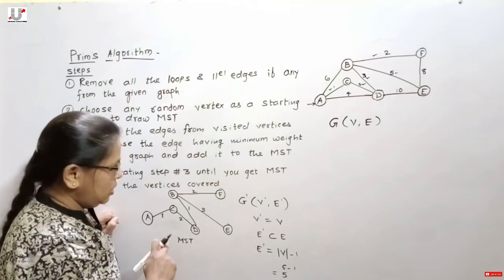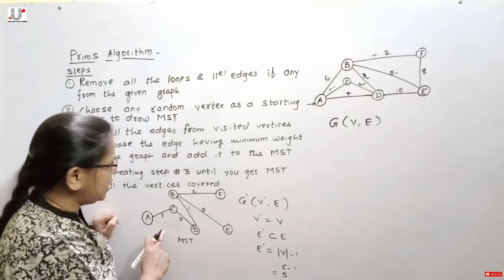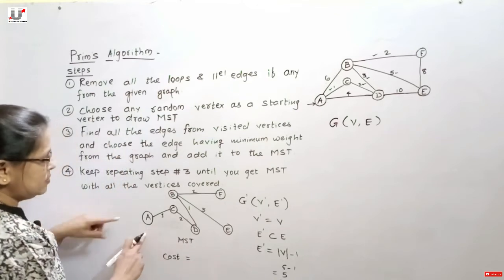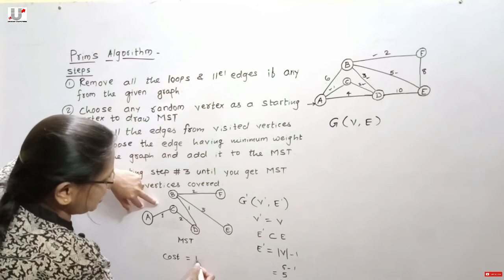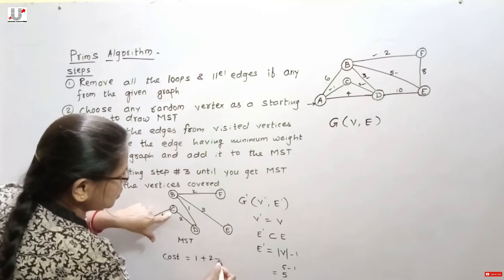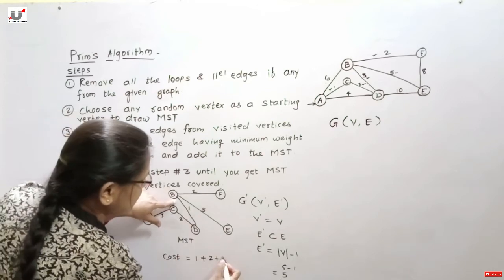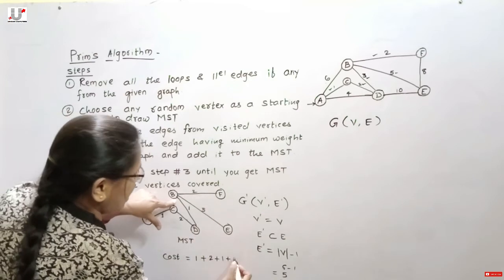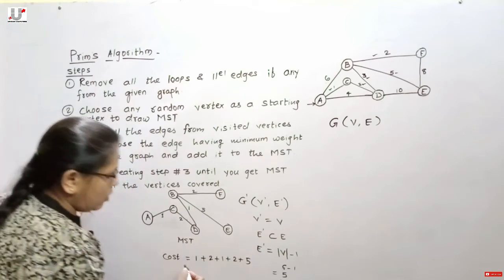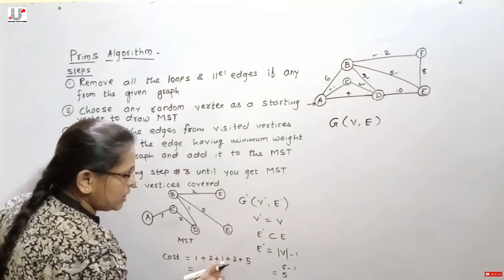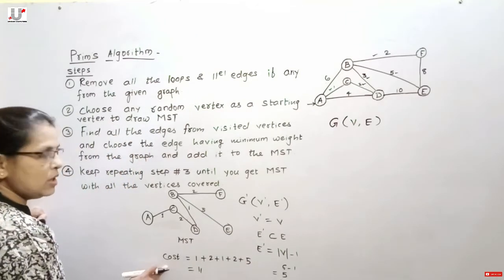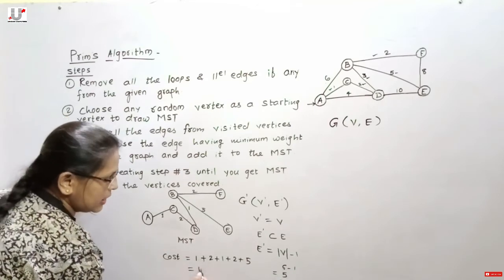Now let us find out the total cost of this minimum spanning tree. Total cost is from A to C having minimum weight 1, then C to D having weight 2, from D to B having weight 1, B to F having weight 2 and B to E having weight 5. So we have to add all of them. 3 plus 1 is 4, 5, 6, 6 plus 5 is 11. So the total cost of this minimum spanning tree is 11.